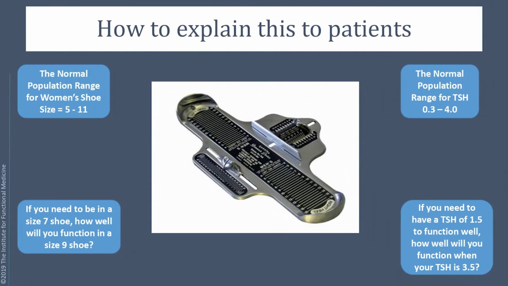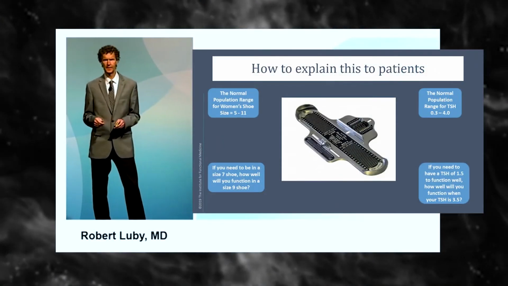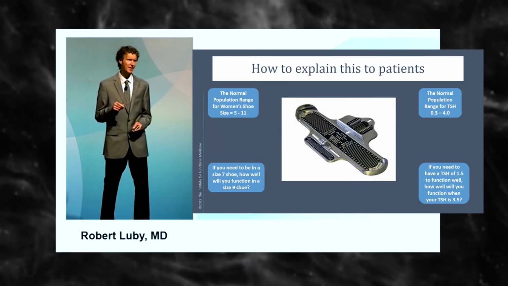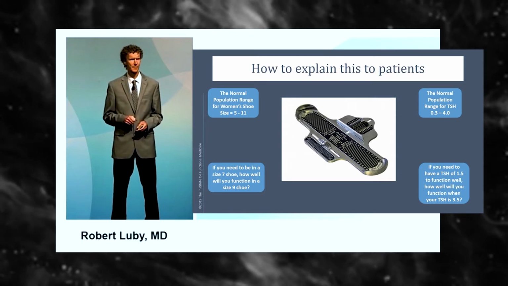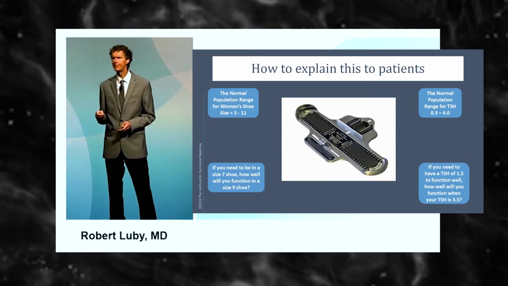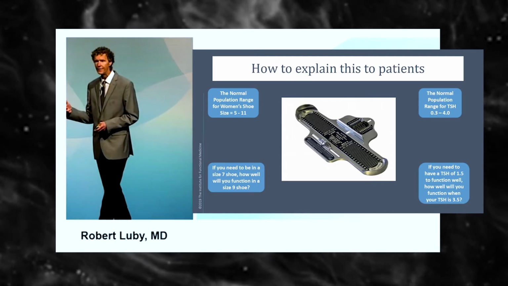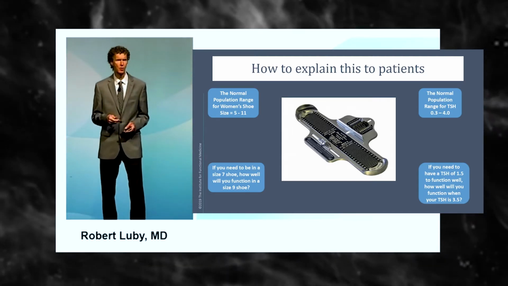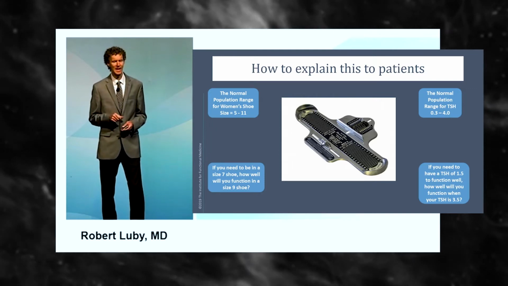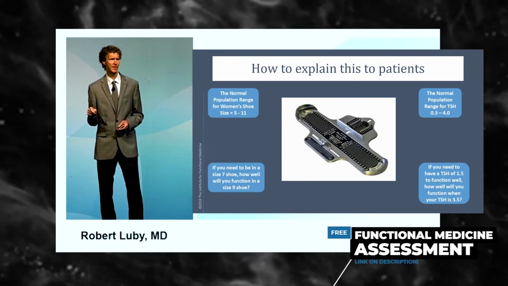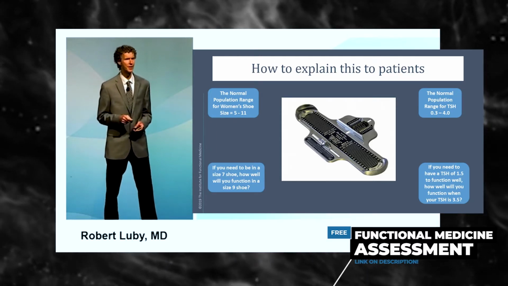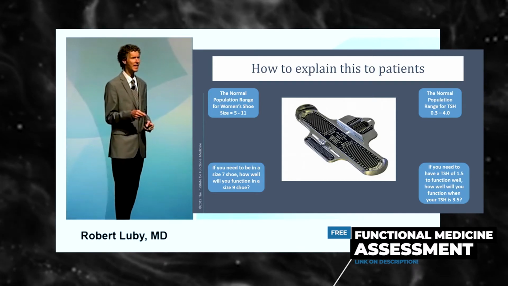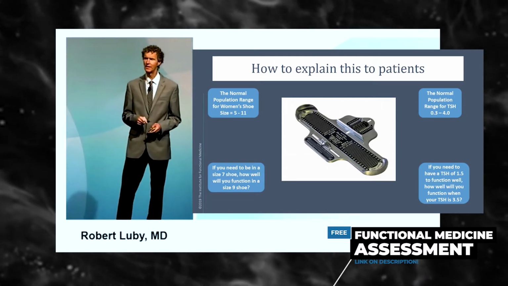Most of our patients are women. So we can say the normal women's shoe size is between 5 and 11. If you wear size 7, how well would you function in a size 9 shoe? And then you can explain to your patient, the normal thyroid function is said to be 0.3 to 4, but you need to be at about 1.5. Your test says 3.5. It's in the normal range, but it might not really be good enough for you, the way that a size 9 might not feel really good to your size 7 feet.